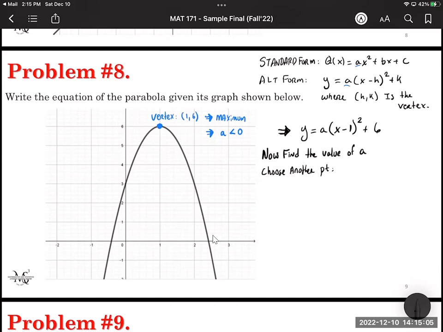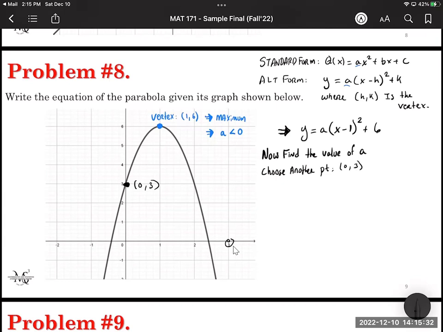So what's another point that I can choose? 3, 0. Careful, it's 0, 3. The 0 would technically have been down here, but is that point part of the graph? No, it's not. So the correct way of saying the second point is 0, 3, which is the y-intercept.